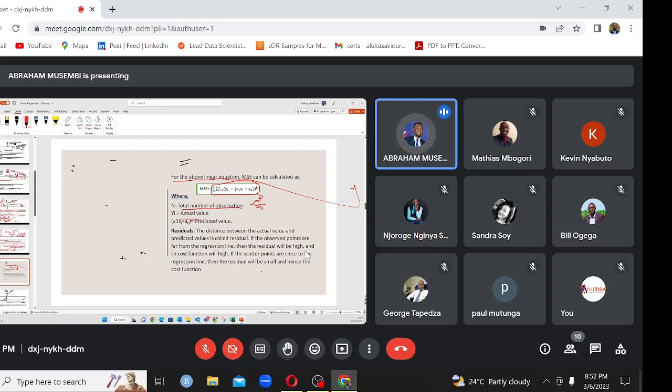Then we have yi, which is the actual value of the observations. Then this one will be our predicted value, our y hat, the predicted variable. Then we have the residuals.